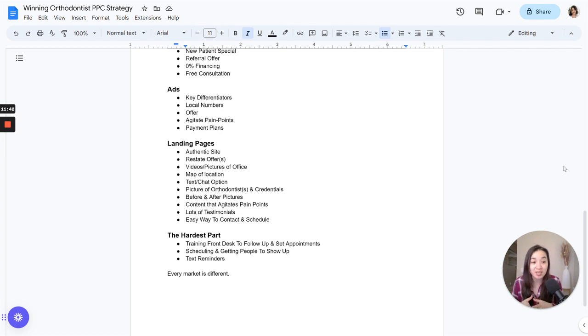So let's talk about the landing pages, because this is going to be really important. This is the page that the potential patient is going to be on after they click on your ad. So we really need to make sure that it looks authentic. We don't want to use super cheesy stock photos. I talk about this in every single one of my strategy videos. I would say high quality pictures from your office, high quality pictures of you, the orthodontist. Just really try to make it as authentic as possible.